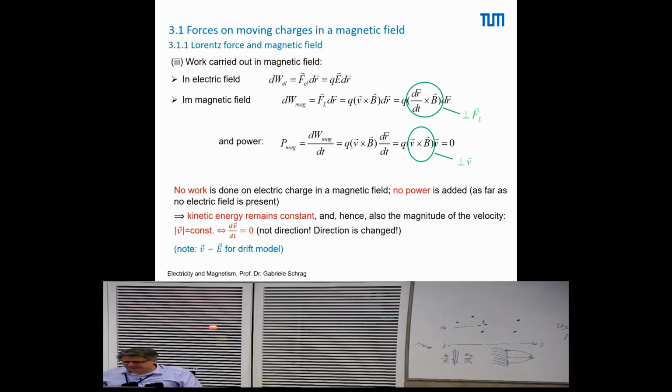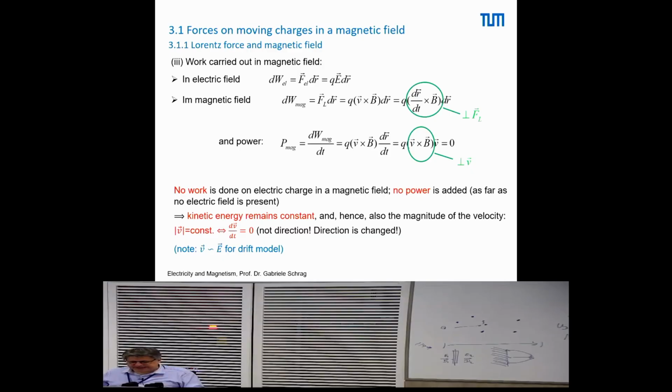So in this first line up there, you see in the electric field, you have a power contribution, but here in the magnetic field, even though there is a force involved, the force is not in the direction of the motion, and hence there is no work or power being needed or added.